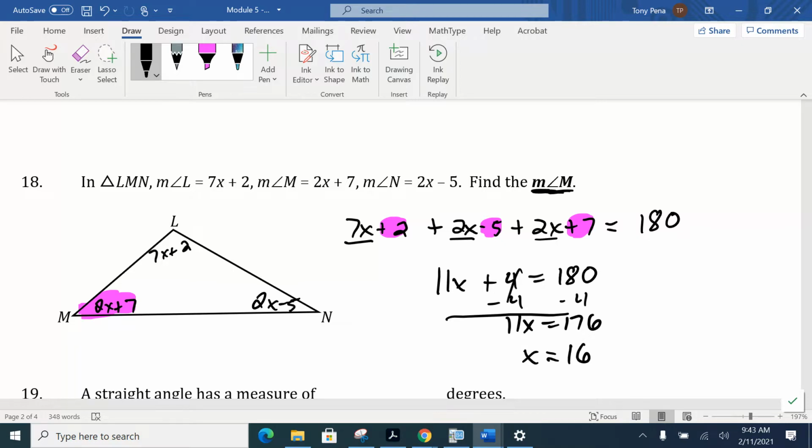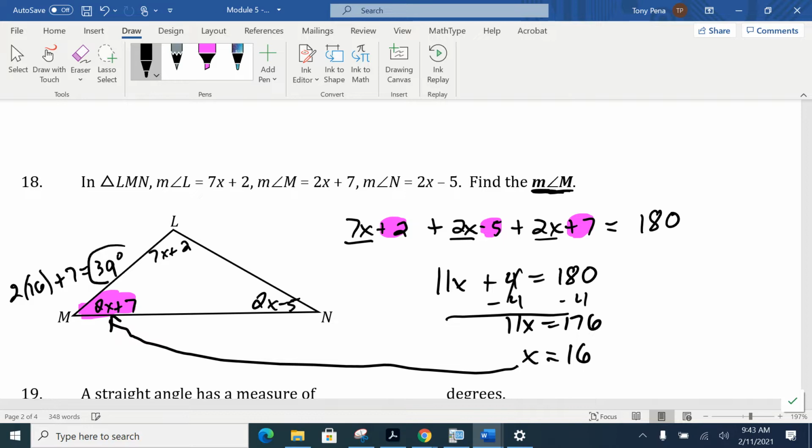18, though, we now need to take, just like I talked about in the previous one, take this x value, substitute it into that angle to identify what that angle degree measure would be. So you do 2 times 16 plus a 7. That should tell us that that is a 39-degree angle.